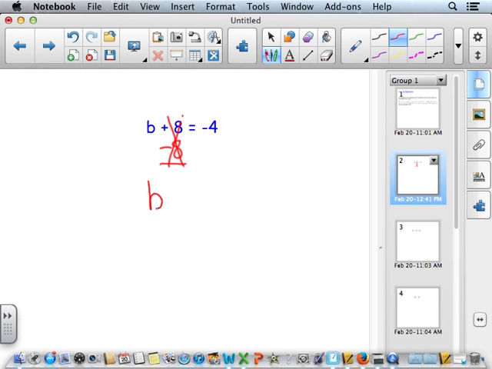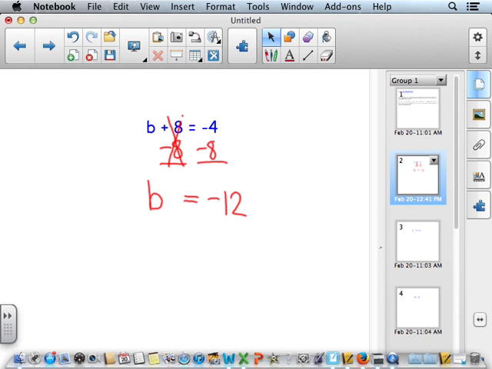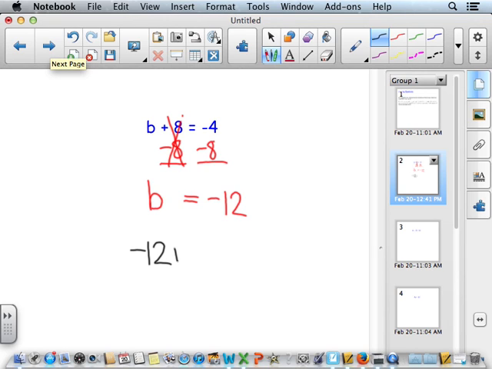Now I only have b on the left side of my equation. But if I subtract 8 from the left side of my equation, I must also subtract 8 from the right side of my equation to keep things equal. Negative 4 minus 8 is negative 12. So my solution is b equals negative 12. To check, I can replace my variable with negative 12. Negative 12 plus 8 equals negative 4, so I know that my solution is correct.